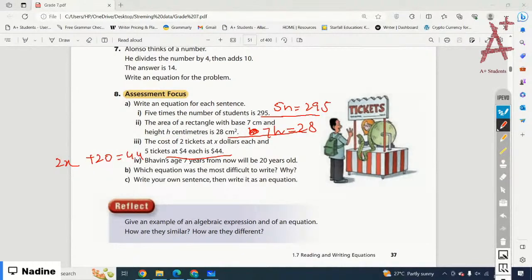Okay, the next one is Bhavin's age 7 years from now will be 20 years old. So it would be x plus 7 equals 20, right?